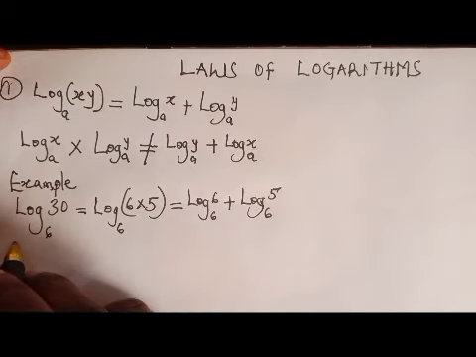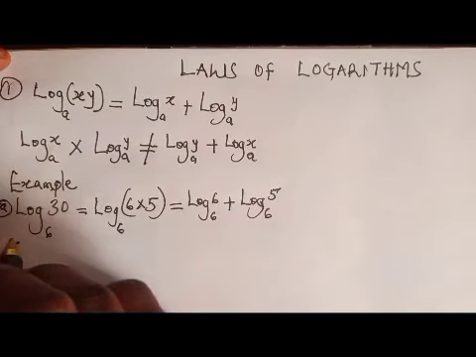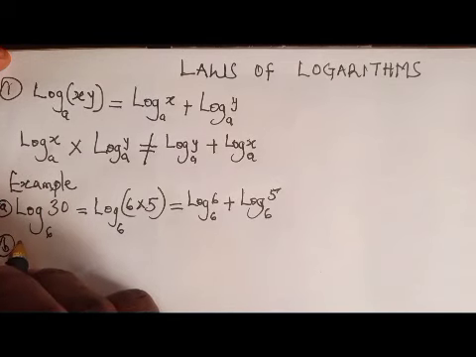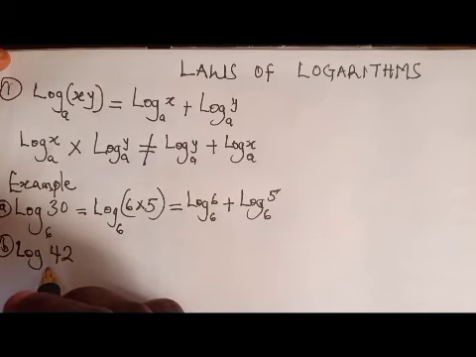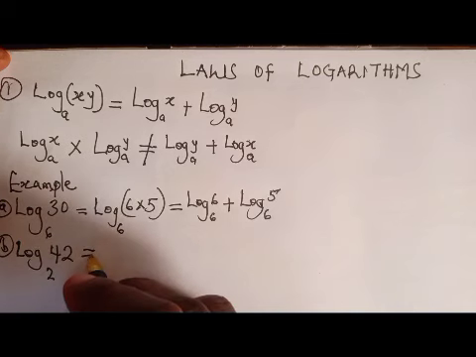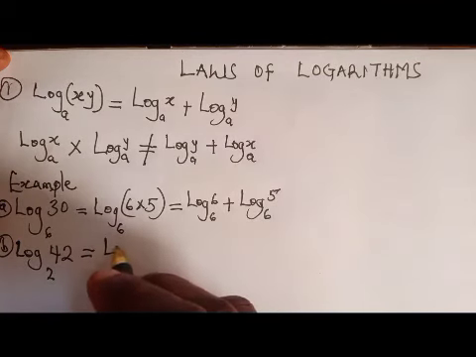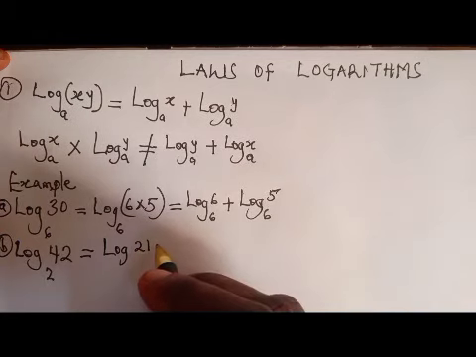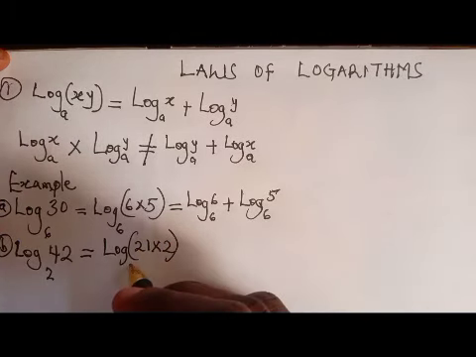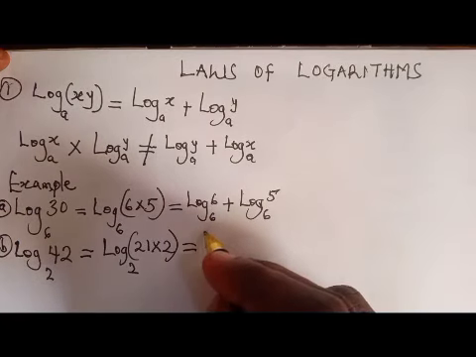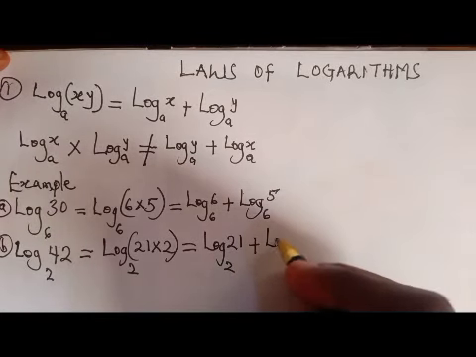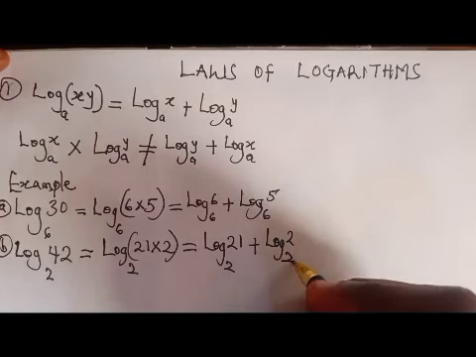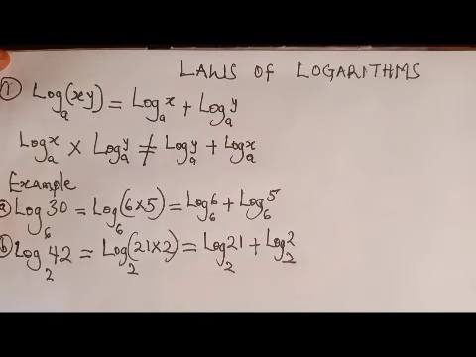I'm going to quickly take another example. Let me call this example A. I'm going to quickly take another example, so this is example B. Let's say we're given log 42 in base 2. Log 42 in base 2 can be split further into log 21 times 2 in base 2. And this is what gives me log 21 in base 2 plus log 2 in base 2. So that is what this particular law is saying.